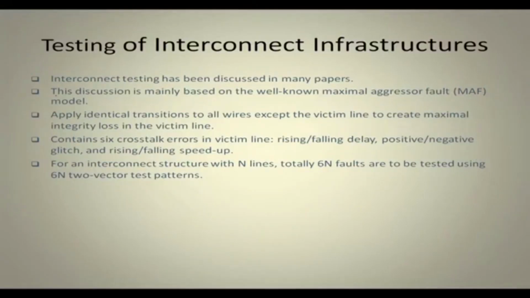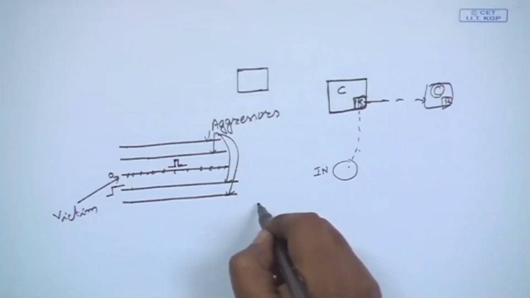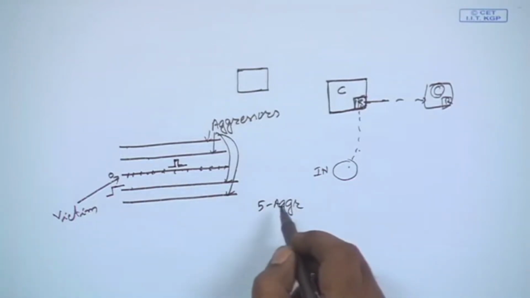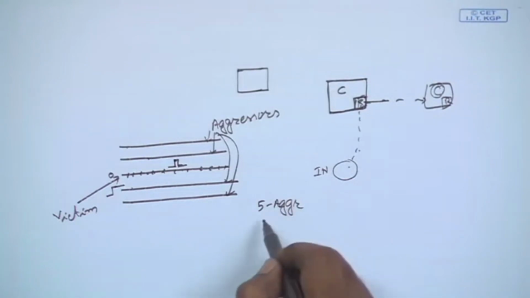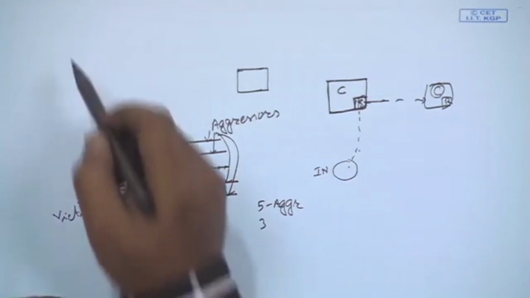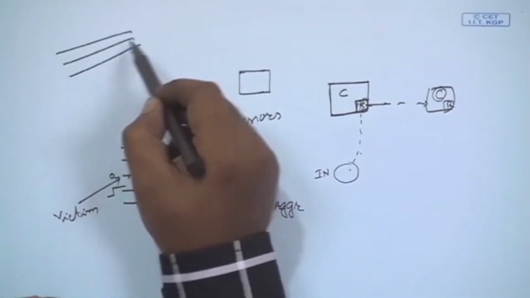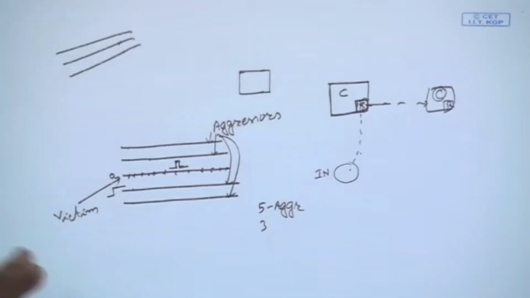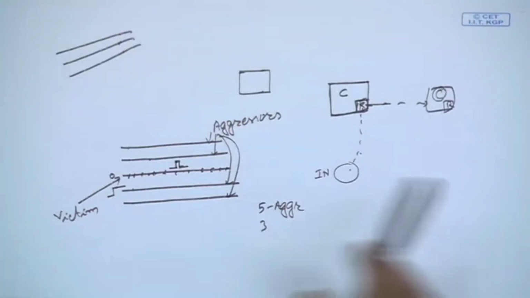In the maximal aggressor fault model, we have one victim line and a number of aggressor lines. So, there is a 5 aggressor line model, then a 3 line model, where there is one victim line and 2 aggressor lines. So, this type of model is available.